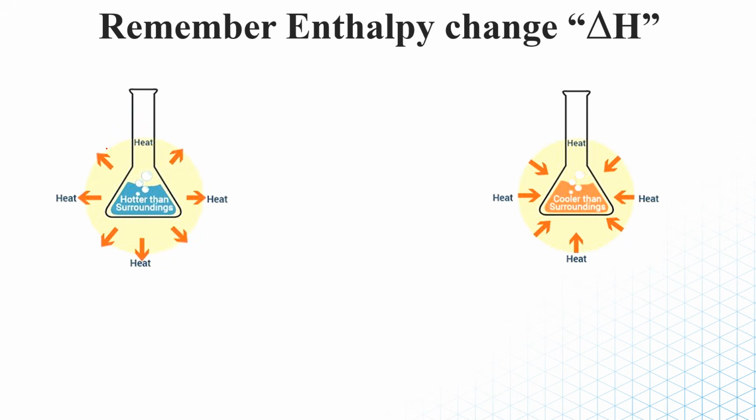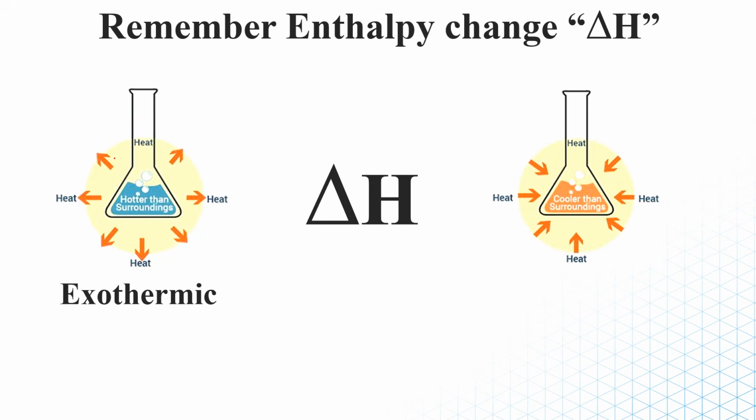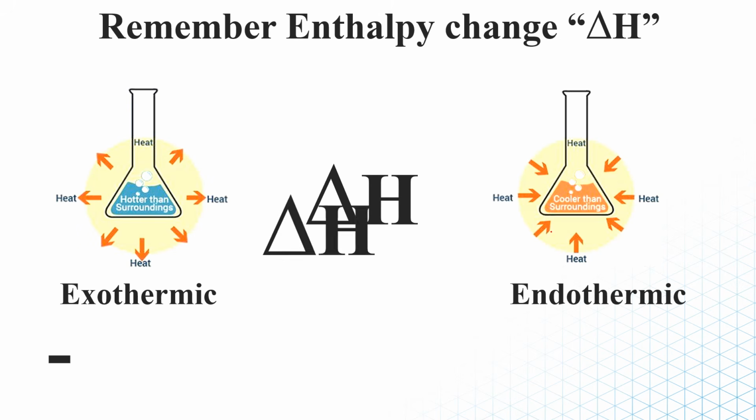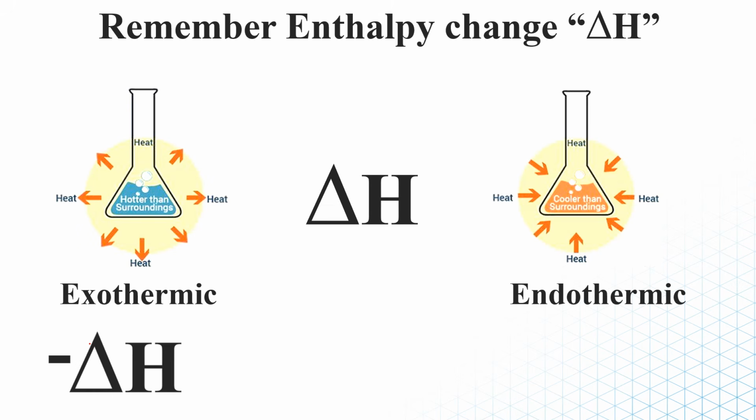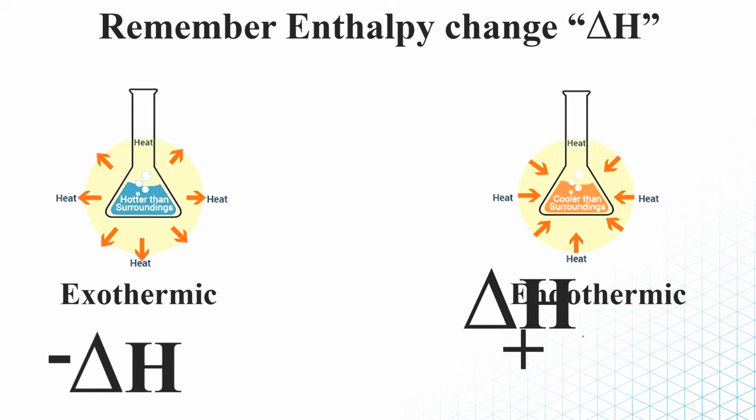As I was saying, it is exothermic if heat is released outside of the system, and endothermic if heat is going inside the system. Delta H is negative if exothermic, and positive if it is endothermic.